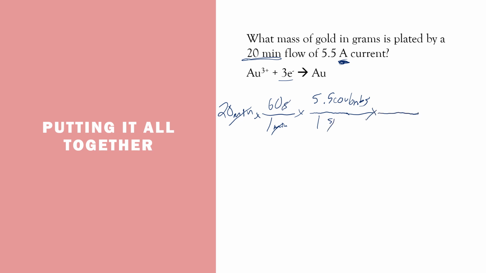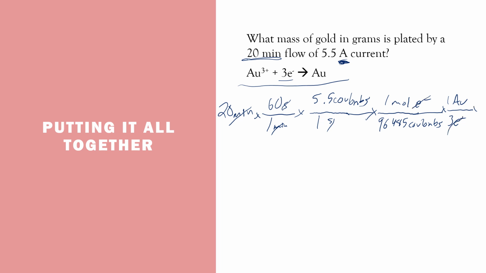Now that I have coulombs, I have the Q, the charge, I can use Faraday's constant. It is 96,485 coulombs for every 1 mole of electrons. From there, I can use my balanced chemical equation to find the moles of gold. So there are 3 electrons for every 1 gold atom plated. And my last step, I'll have to stick it down below, so the electrons are canceling.